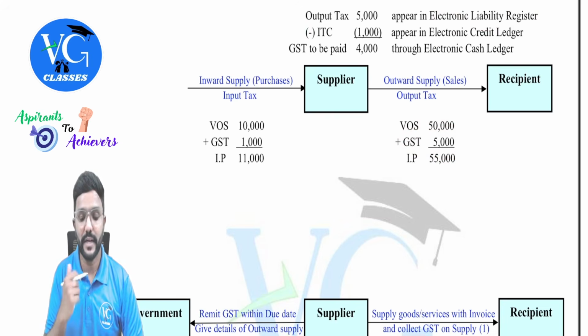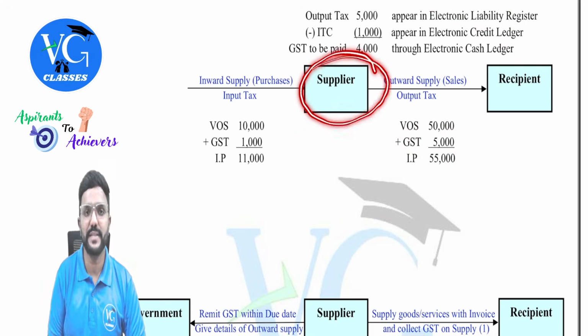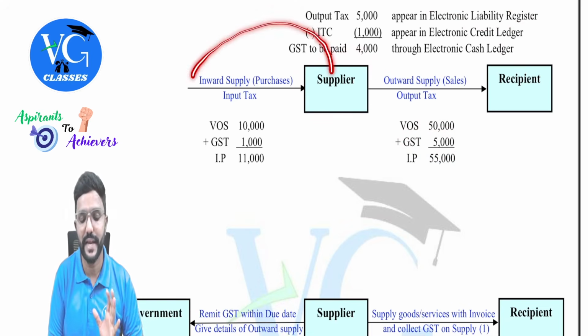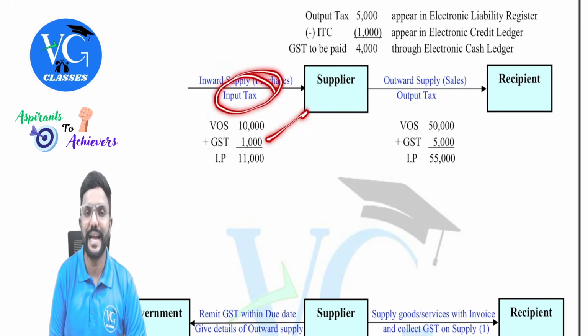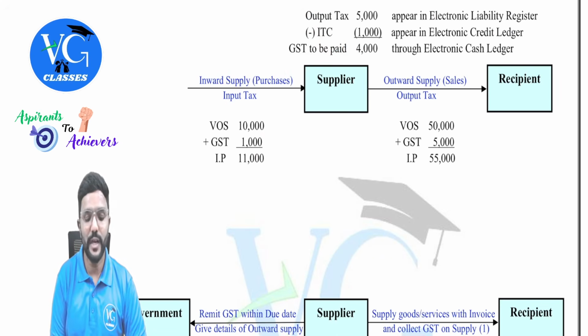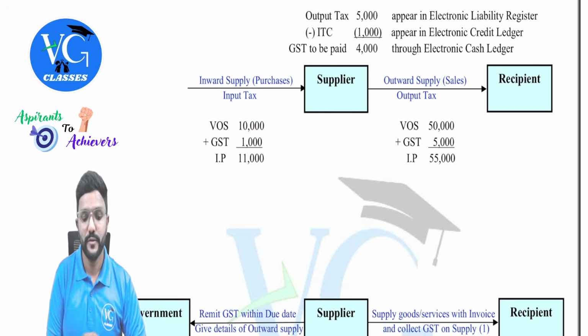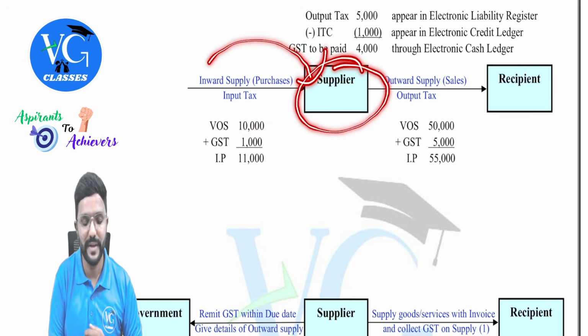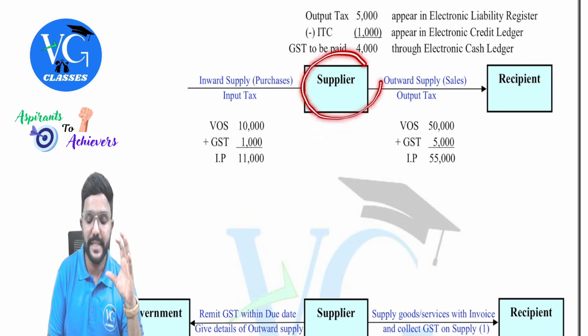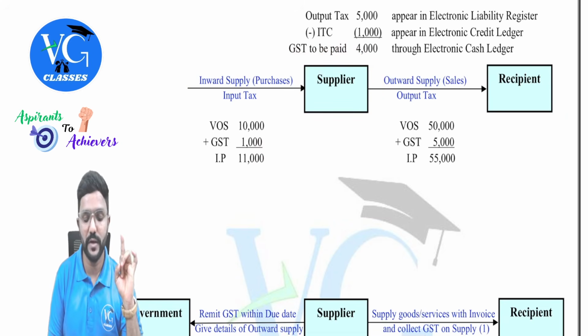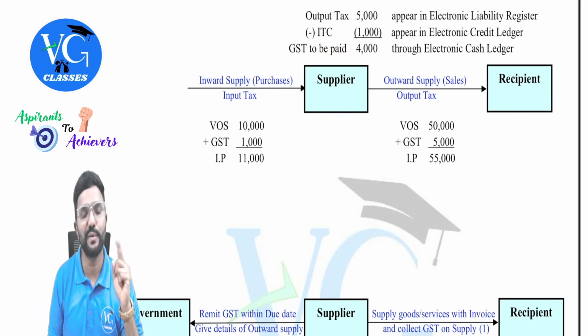Okay. Now let us check the inward supply. Assume the same person who is registered under GST has also taken inward supply, which is nothing but purchases. On that, he has paid input tax of 1,000 rupees. So the value of inward supply is 10,000, and assume the GST rate is 10%. So 10% of 10,000 comes to 1,000. So for inward supply, he will be called the recipient and the supplier will be some other person. As a recipient, he has totally paid 11,000, which includes 1,000 GST, which we call input tax.